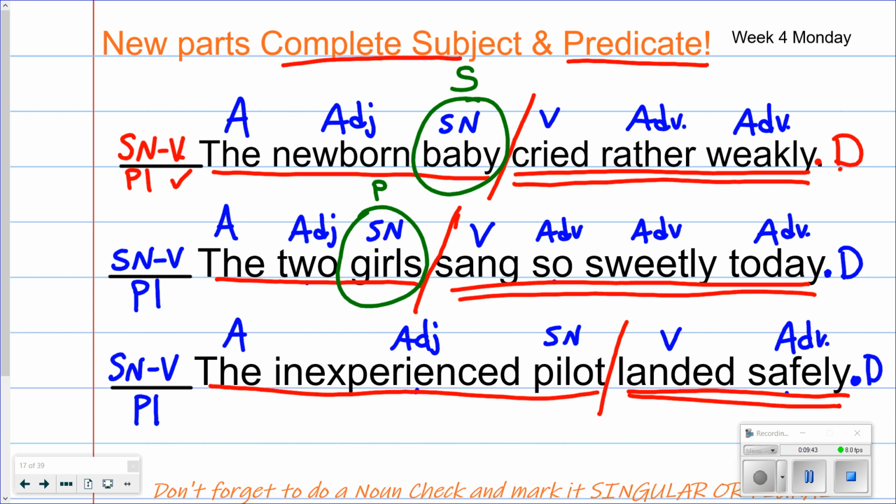Good. Last sentence. The inexperienced pilot landed safely. What's our noun in this one? Good. It's the pilot. And again, I'm going to ask you, is it singular or is it plural? And you can see those words at the bottom here. Singular means that it's just one. Plural means that it's more than one. So pilot, my clue is that it does not have an S on the end, so it is singular. It's kind of the opposite. Most singular words don't have an S, and so you put an S for singular. And if it does have an S, it's usually plural, and so you put a P.